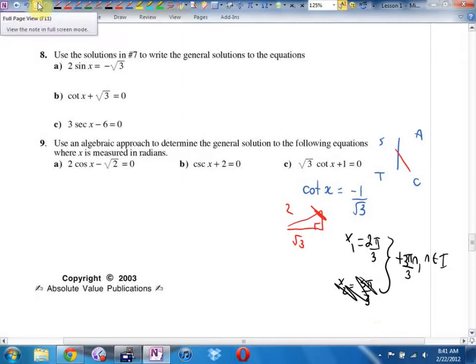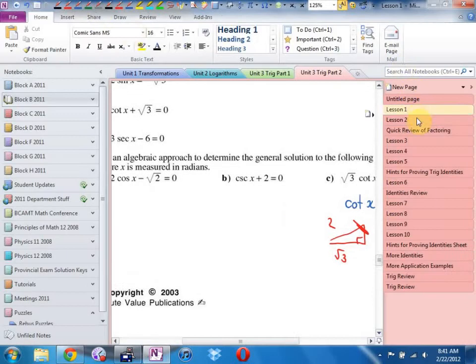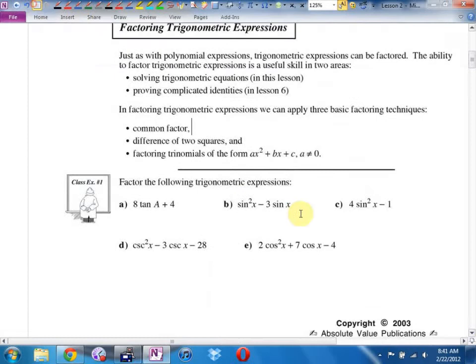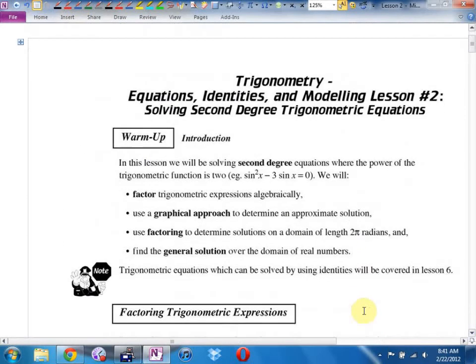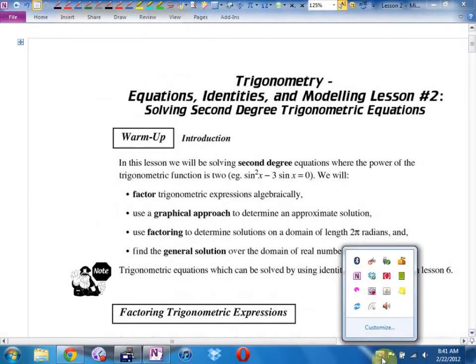We now enter the big leagues. And I'm going to tell you right now, this question, there's going to be 2 or 3 of these on the written section of your test. It's going to represent about 20% of your test. This topic. Turn to lesson 2. Quadratic trig equations, second degree trig equations.